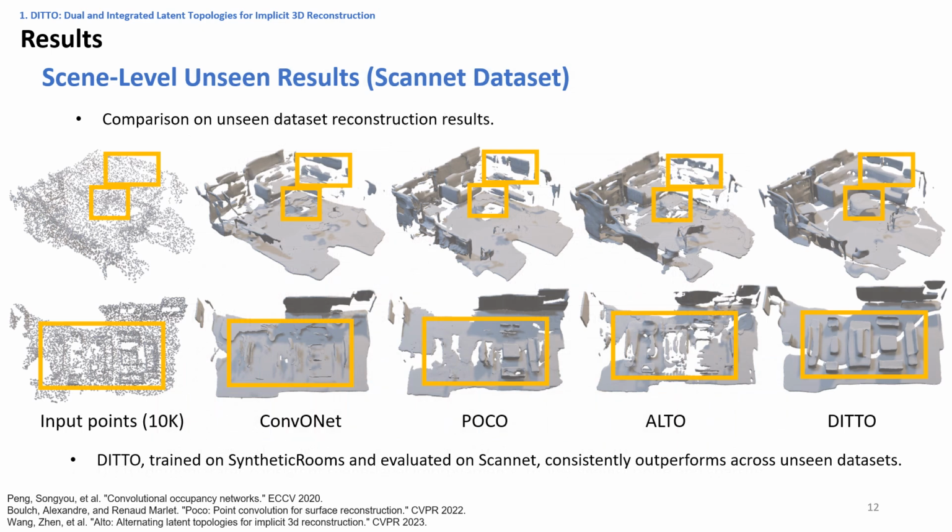These are the reconstruction results for the unseen dataset. We trained our models on the synthetic rooms dataset and then applied them to the ScanNet dataset. Despite the dataset being unseen, our DITTO model can more successfully reconstruct the overall shapes and details of the given point cloud. These results demonstrate the robustness and generalization capability of our DITTO model, as it can accurately reconstruct complex shape and fine details, even when applied to new unseen dataset.